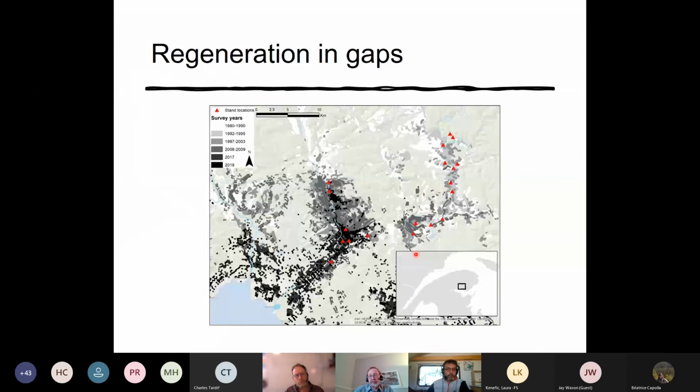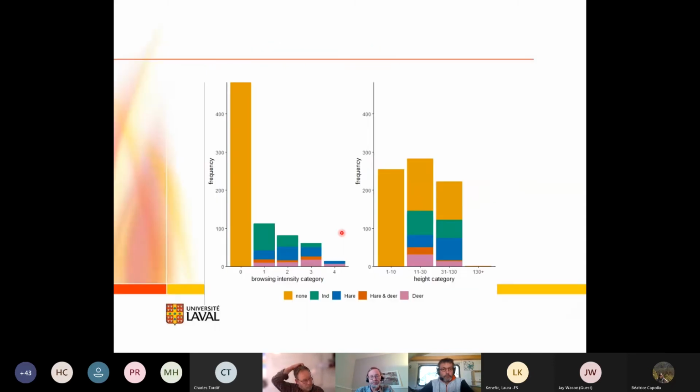For the first one, we have learned that the deer population in the southern part of the Gaspé Peninsula has moved over time. You see here, there are places where deer was present in the early 90s, but it's not abundant anymore, and it has moved closer to the Baie-des-Chaleurs region. So we're taking advantage of this and sampled different times since the deer left the area, and we sampled gaps within each of these areas.